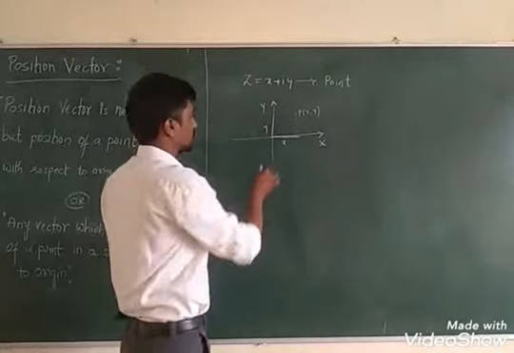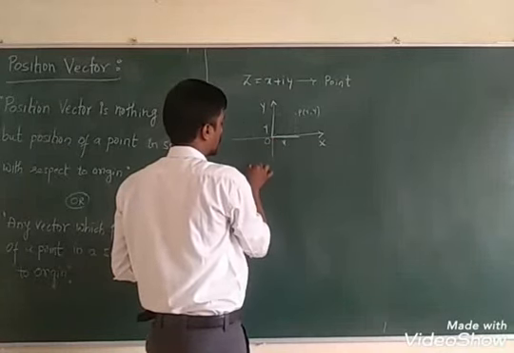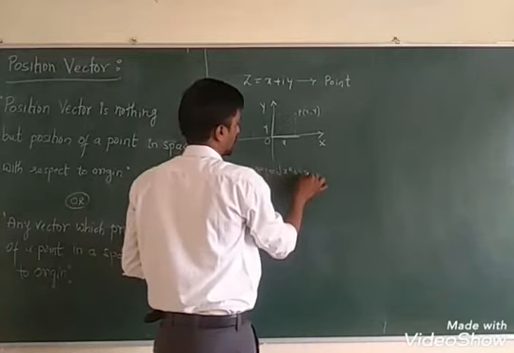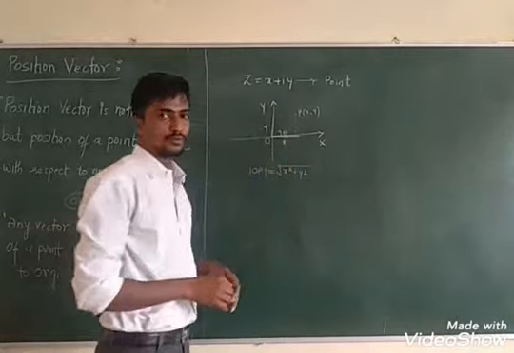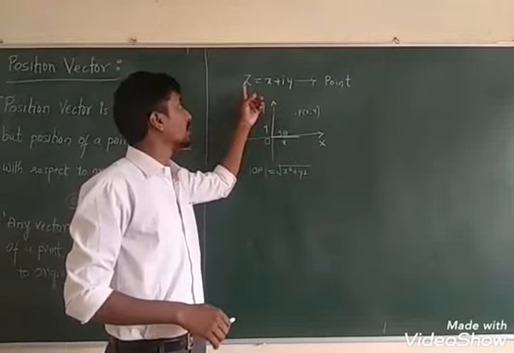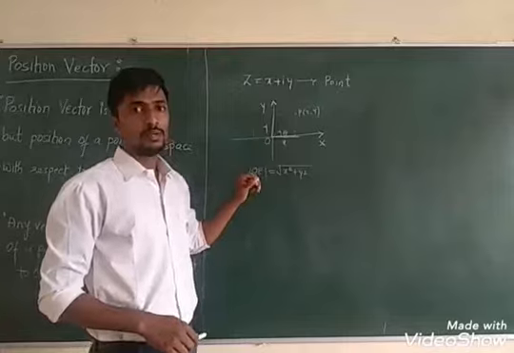Isn't it? So this is P, and here we have O. So OP is the magnitude, which is the square root of x square plus y square, and this is theta. It is called the amplitude. In this way we are going to represent a complex number in two-dimensional geometry.